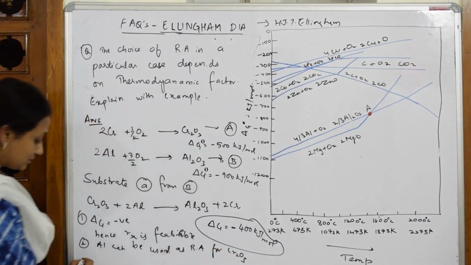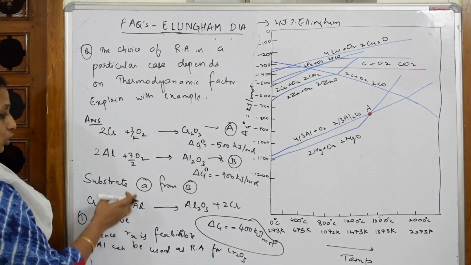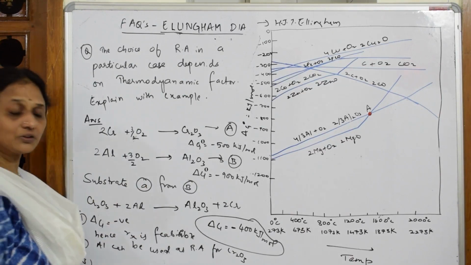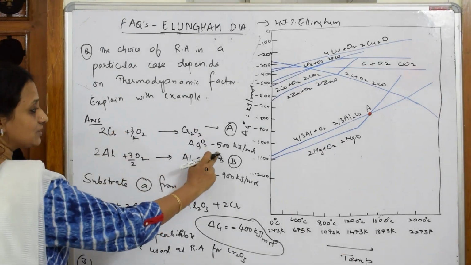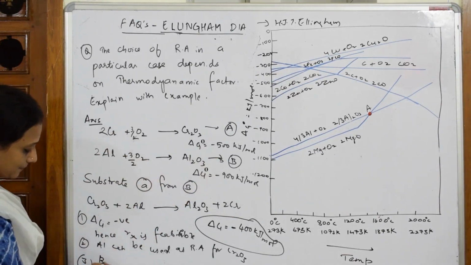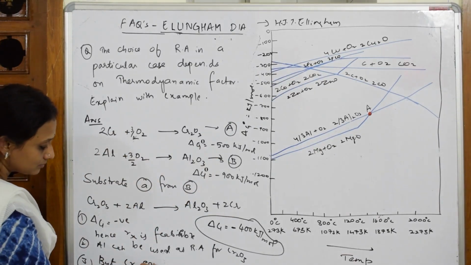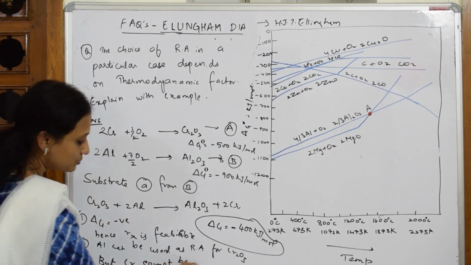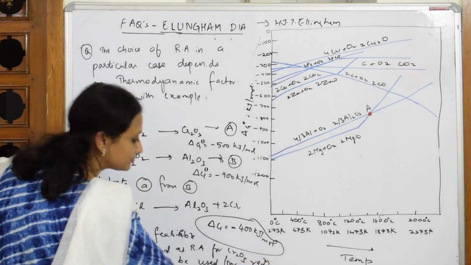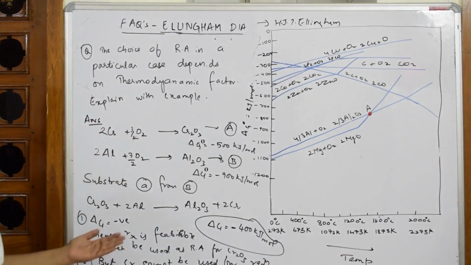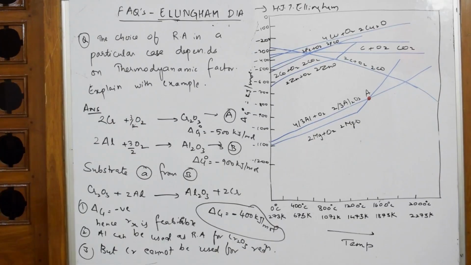Now let us learn the other way. Can I use chromium to reduce aluminium trioxide? Chromium to reduce aluminium trioxide? No. See the value? Yes. But chromium cannot be used for reduction of aluminium trioxide. So this is how you're going to write your answer.